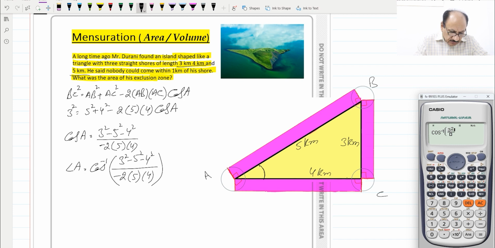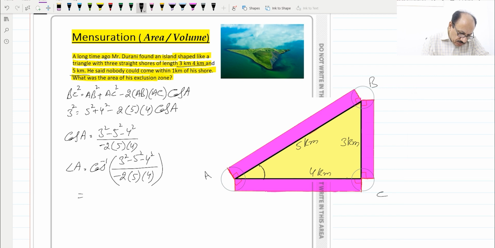3 square minus 5 square minus 4 square divided by minus 2 into 5 into 4, and this will be equal to 36.87. So this is equal to 36.87 degrees. Now this is angle A. I will label it here, 36.87 degrees. We found this angle.